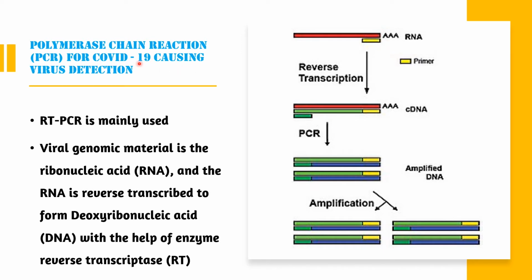Polymerase chain reaction for COVID-19 causing virus detection. RT-PCR is mainly used. Viral genomic material is ribonucleic acid, and the RNA is reverse transcribed to form deoxyribonucleic acid with the help of enzyme reverse transcriptase. Here is a diagrammatic representation of what I just told you. So we have the RNA and we make DNA with the help of reverse transcription, and the enzyme that is used is the reverse transcriptase, and then we can perform the PCR.